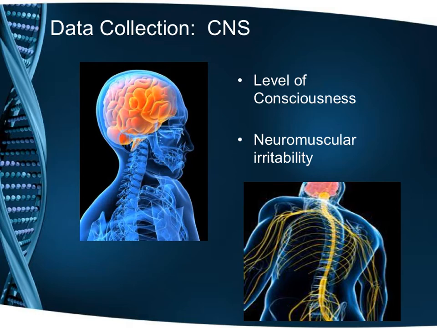CNS cells are also significantly affected by alterations in serum sodium levels, which can accompany fluid volume changes. The nurse will collect data about the patient's neurological status, including level of consciousness, and note any evidence of neuromuscular irritability, such as muscle spasms or twitching. The importance of assessing for neuromuscular irritability increases when electrolyte imbalances are suspected.